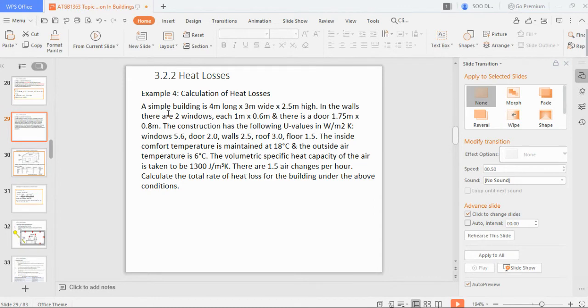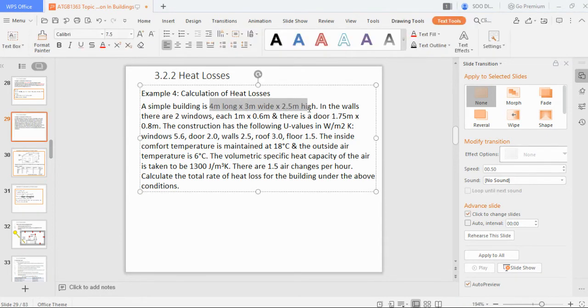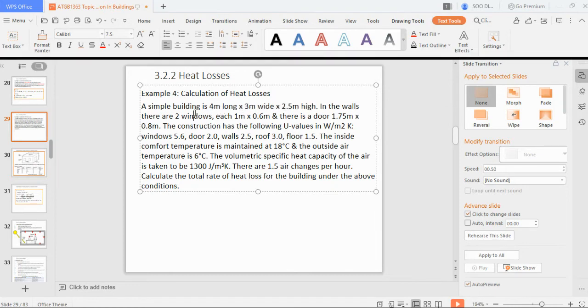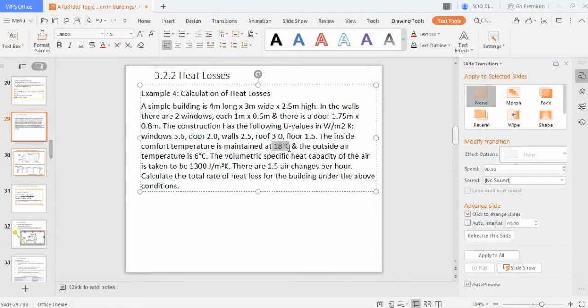So for P, this is a calculation of heat loss. You are given a building 4 meters long, 3 meters wide, and 2.5 meter high. So there's two windows, 1 meter times 0.6 meter, and a door of 1.7 meter and 0.8 meter. So you're given the following U value. For the window is 5.6, the door is 2.0, wall 2.5, roof, floor, and you're given the temperature difference of 18 degrees Celsius with 6 degrees Celsius.